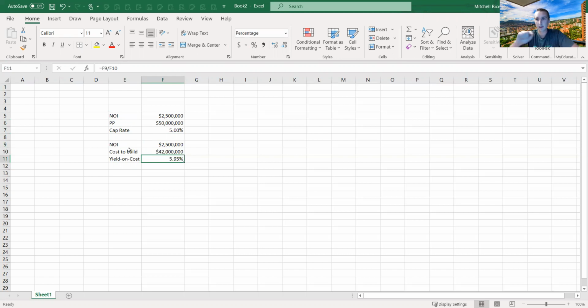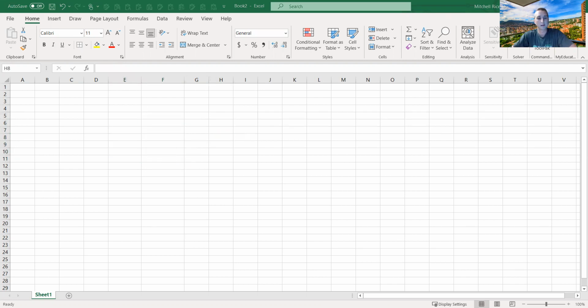So that 0.95% or 95 basis points is the premium to the developer for taking on the extra risk to make that project. Or in other words, it's the development spread. So let's scrap this and let's do a real life example real quick.